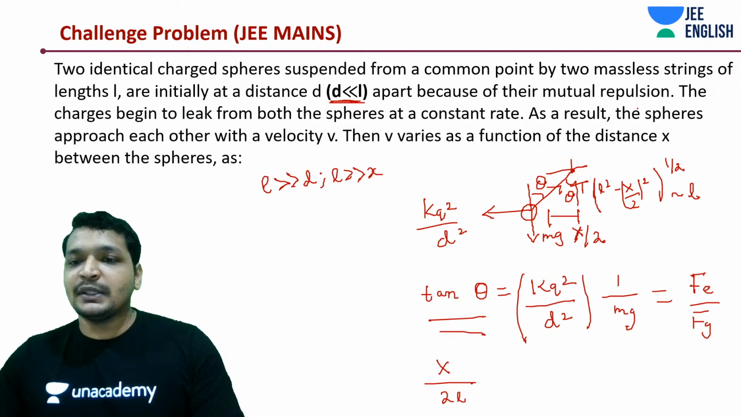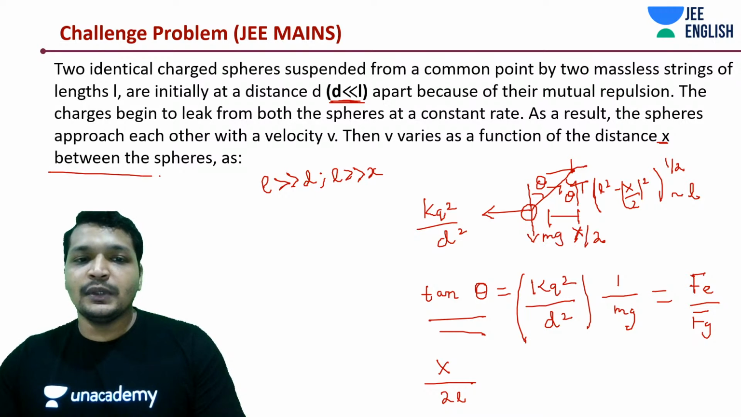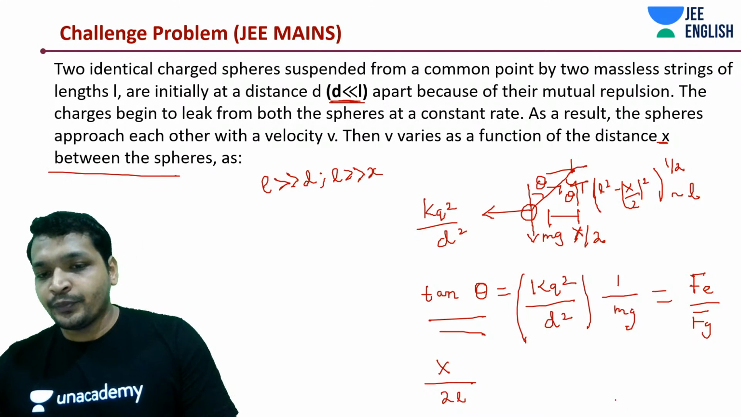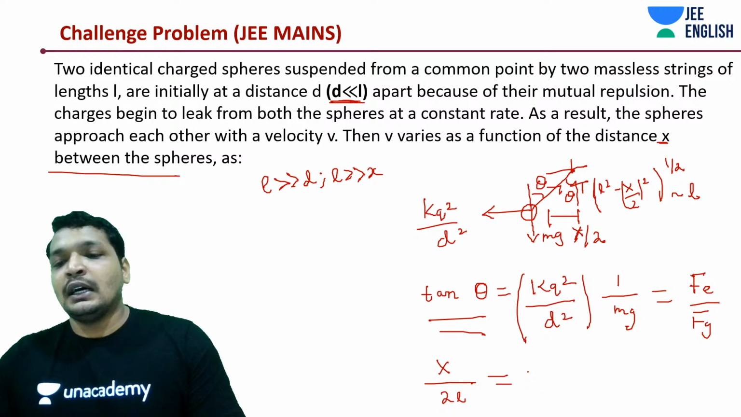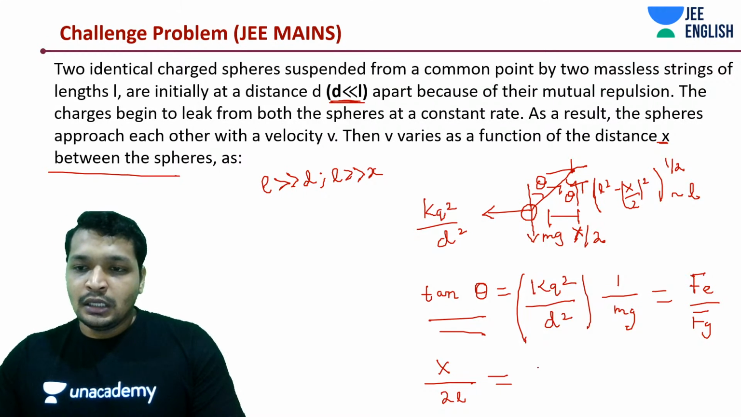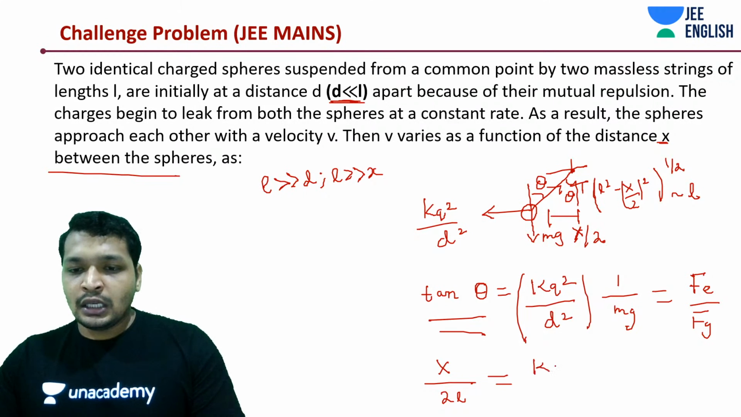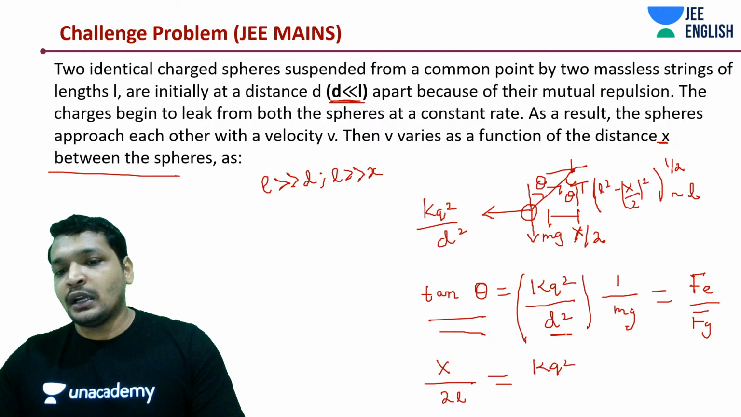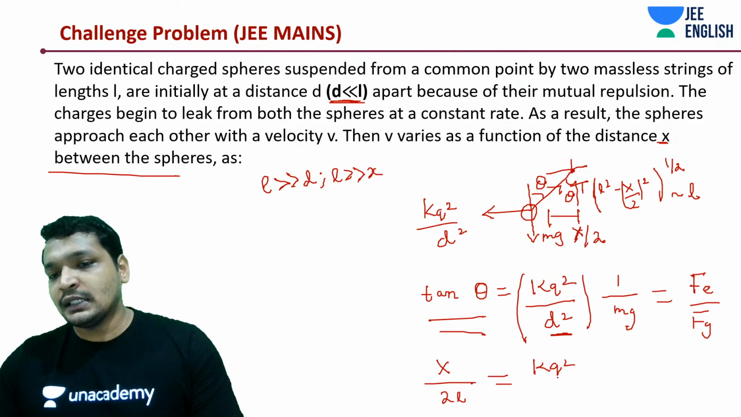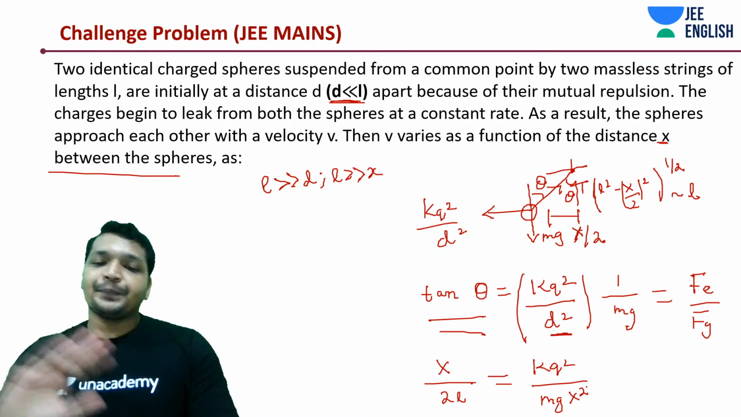The distance between them is x. Half the distance is going to be x by 2. Right? And this is how much? Kq square. Now this is no more d, we are substituting x. Okay, distance between them is x, and this is going to be x square.